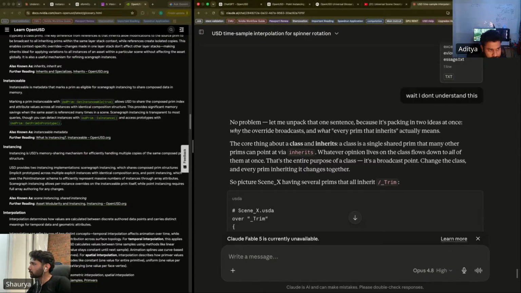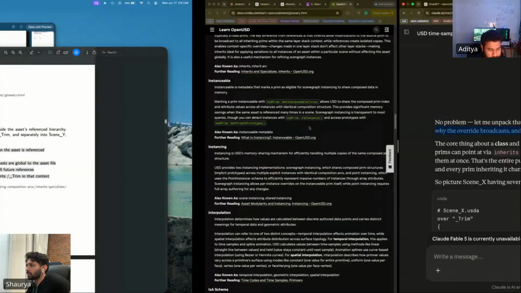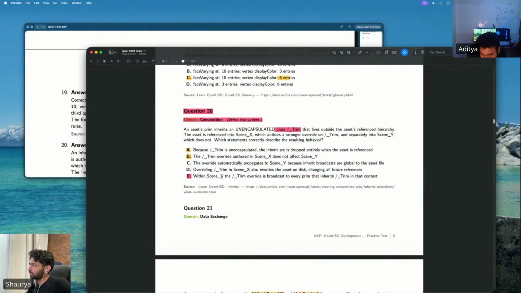That one sentence is packing two ideas at once: override broadcasts. Do you understand what this option is? With CNX, the trim override is broadcast to every prim that inherits trim in that context. So a prim inherits an encapsulated class, trim, and within CNX the trim override is broadcast. The asset is referenced into CNX, which authors a strong override on trim, and that override is broadcast to every prim.